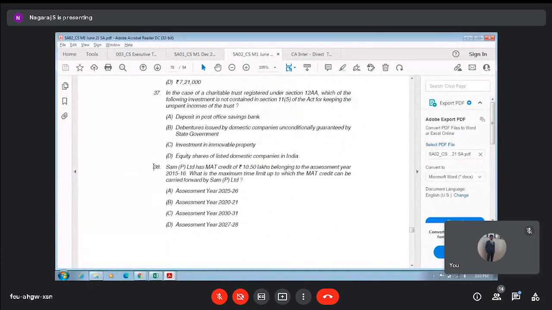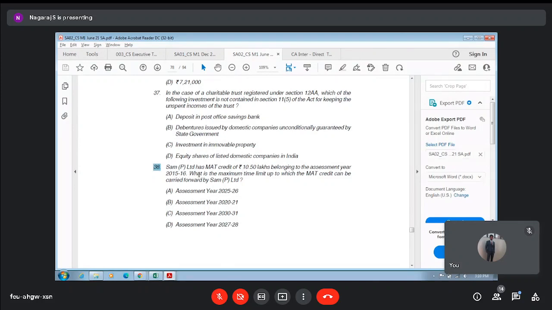See, this is MAT. I will convert this one to AMT. Put A before MAT credit. Sam Limited has AMT credit of 10.5 lakhs belonging to the assessment year 15-16. You can take it as the 16-17 assessment year, one year added, because it is for 21 and now we are in 22.